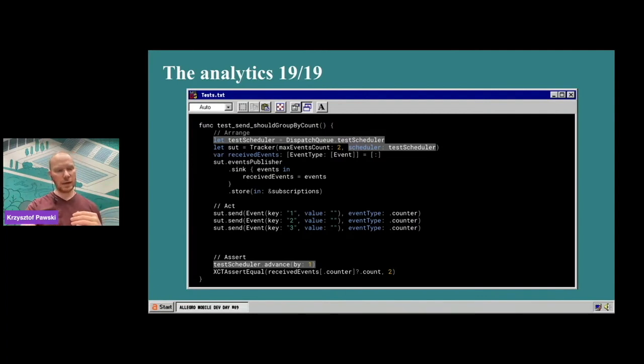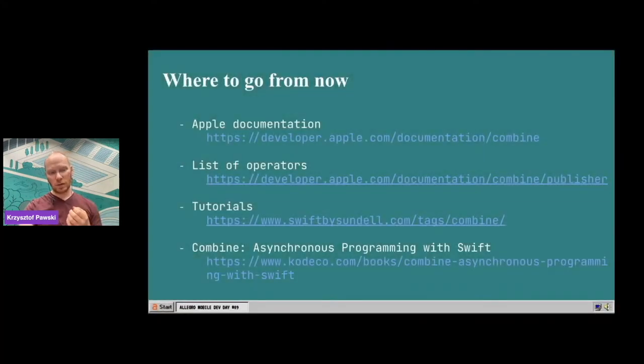That's all we have. Okay, so the time is running out, so I don't have time for more things for you. So where can you go from now? Apple documentation is a really nice source of knowledge about Combine. There are multiple articles that explain everything you need to know. You can take a look at the list of operators. There are plenty of them, and they are really useful.